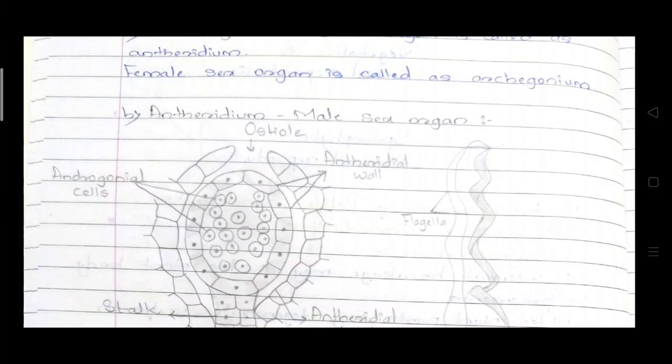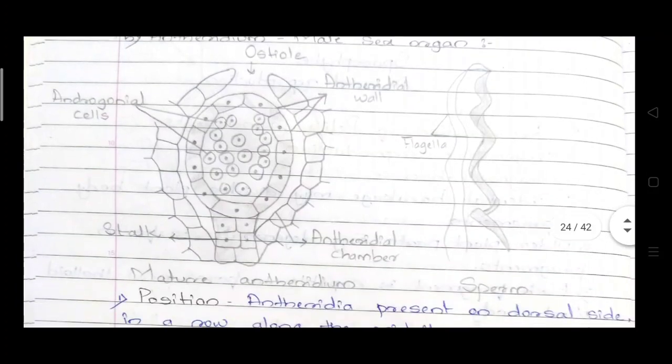The male sex organ in Riccia is called the antheridium. This is the structure of a mature antheridium. At the top, the ostiole is present. Then at the center there is the antheridial chamber, which contains the androgonial cells and stalks, and which is covered by the antheridial cells.